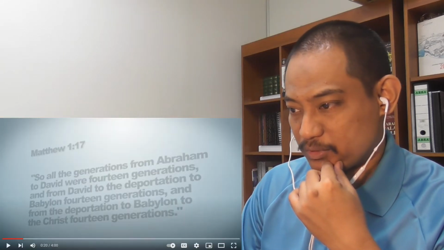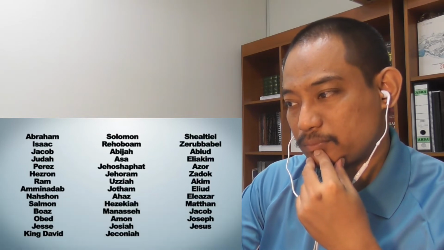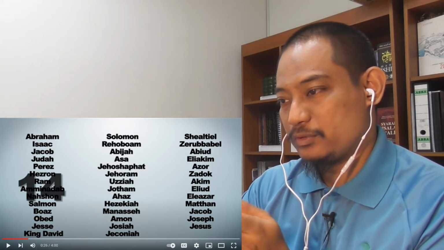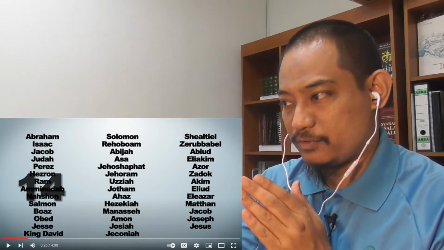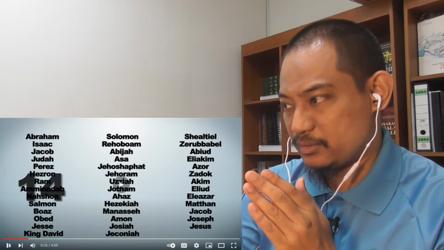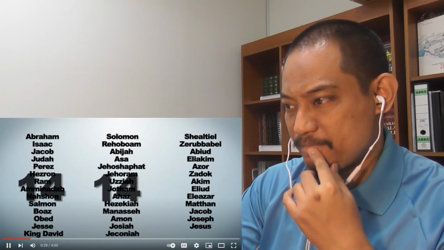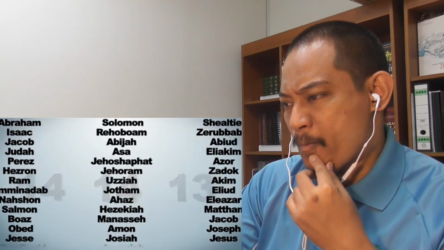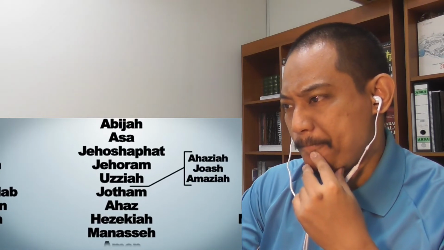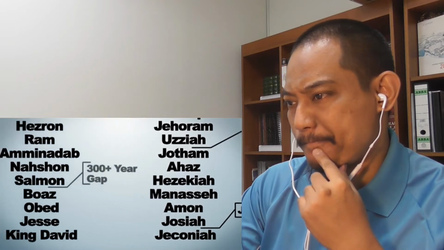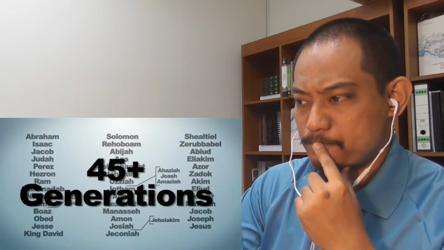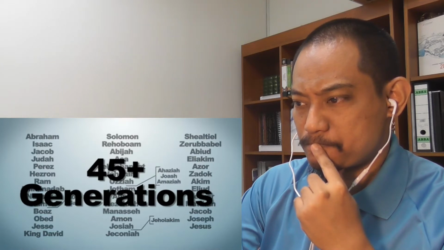So what's the point? You count the names Matthew lists, there is a problem. From Abraham to David there is 14, and then the next set there is 14, but in the third set there is only 13. Plus, Matthew skips over 3 generations in verse 8, another in verse 11, and several unknown between Salmon and Boaz in verse 5. Thus, the real total is over 45 generations from Abraham to Christ, not 42.